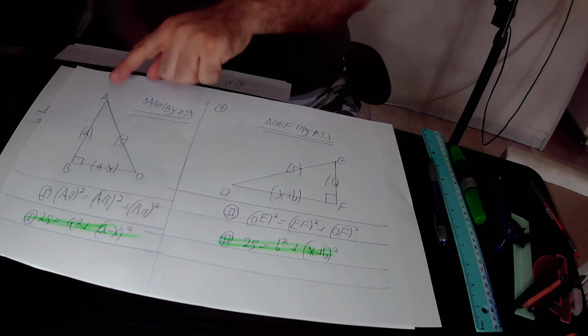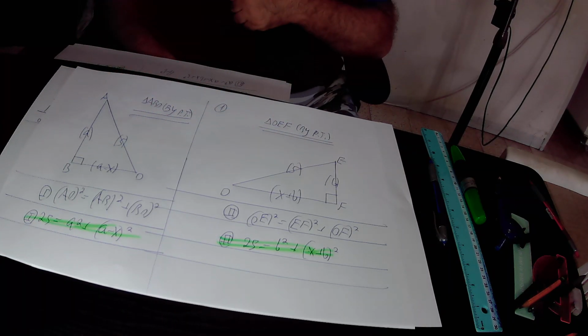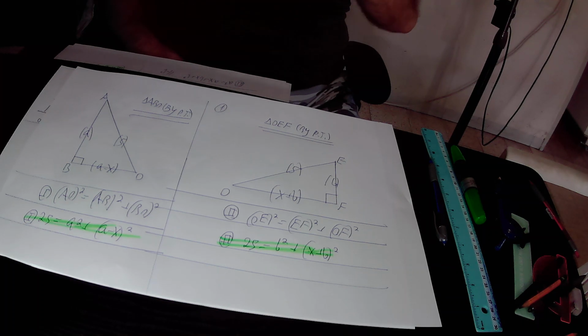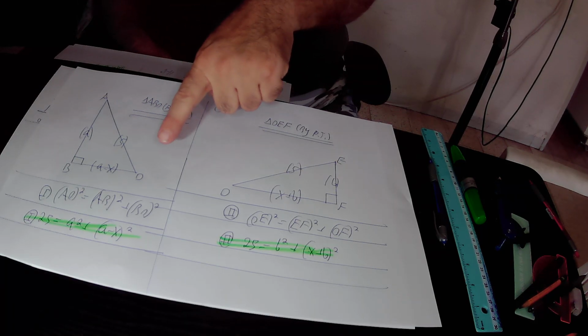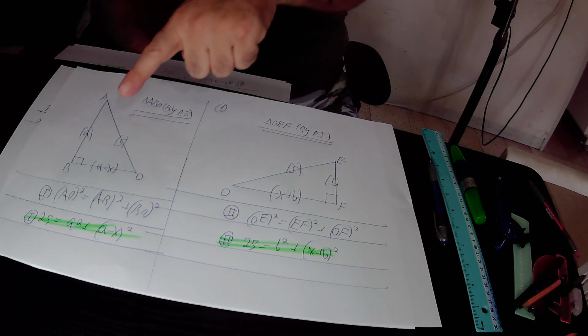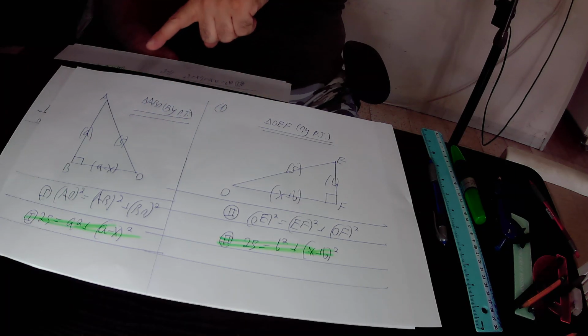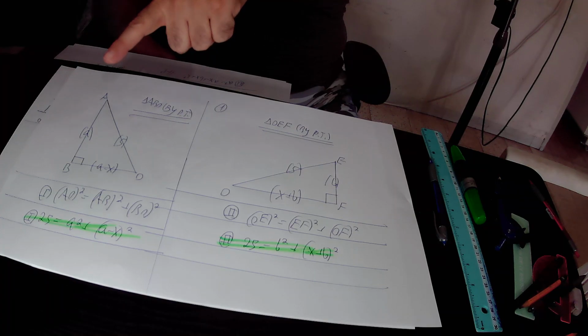So actually, this is the right triangle ABO that I copied from the original drawing. Again, according to the Pythagoras theorem, in any right triangle, the square of the hypotenuse equals the sum of the squares of the perpendiculars. In the right triangle ABO, the hypotenuse is AO, therefore the square of the hypotenuse is AO squared, and it is equal to AB squared plus BO squared.